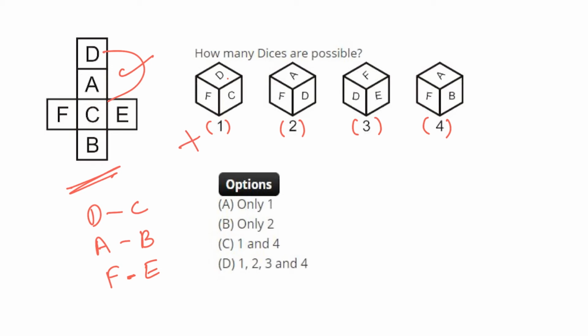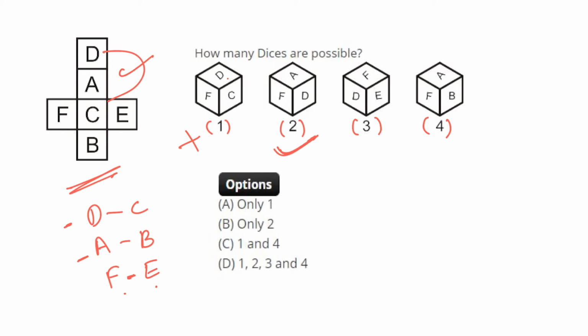So keep eliminating like this. From the second figure, you can see all are different alphabets. So opposite of F is E. While you can see F, E is not visible because they both are in opposite faces. And you can see A but not B, and D, and you can't see C. So then this is a possible dice.